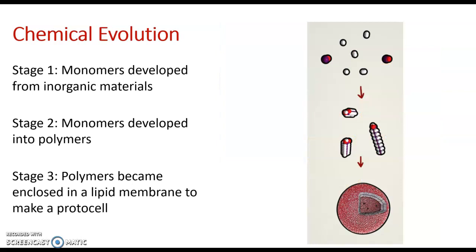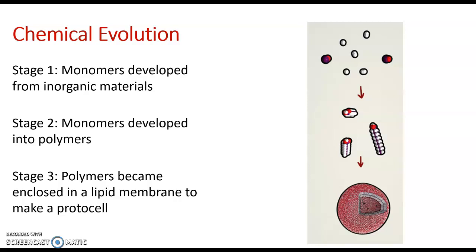Stages 1 through 3 of this hypothesis about the current origin of life theory are considered what we call chemical evolution, because they don't lead to the evolution of living things. We're just going to get all of the pieces together necessary. So stage 1 involves small organic molecules, the monomers that we've talked about, developed from inorganic compounds found in the environment. So this would include the development maybe of individual amino acids or nucleotides.